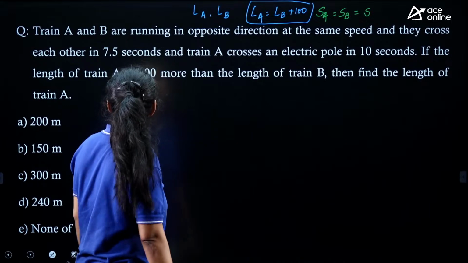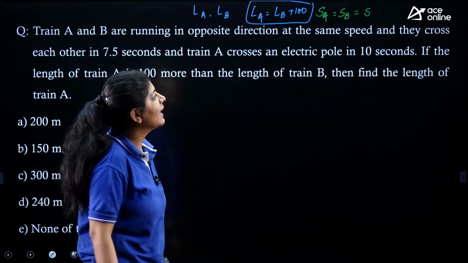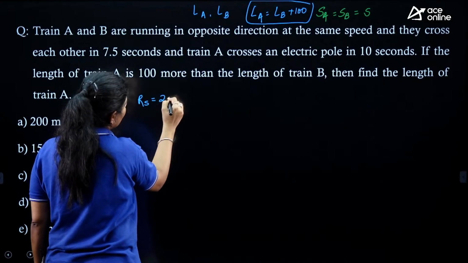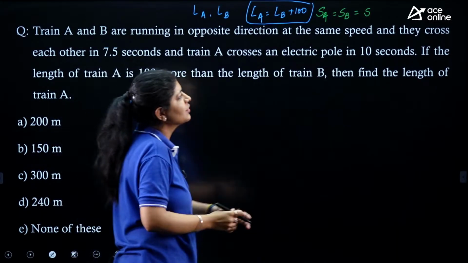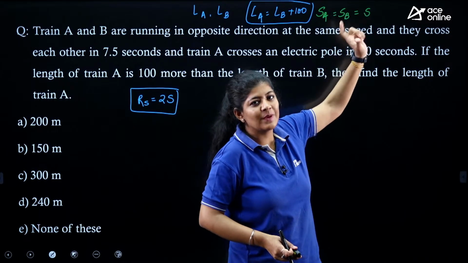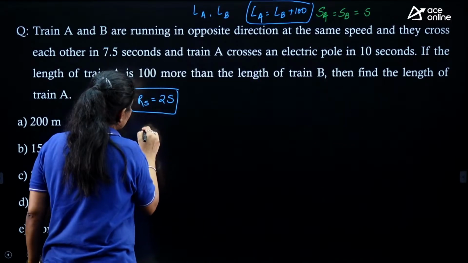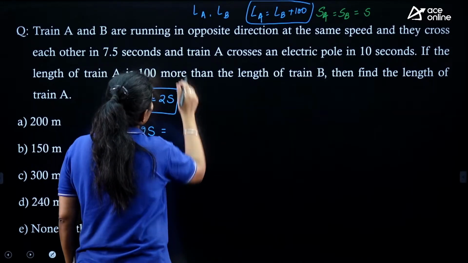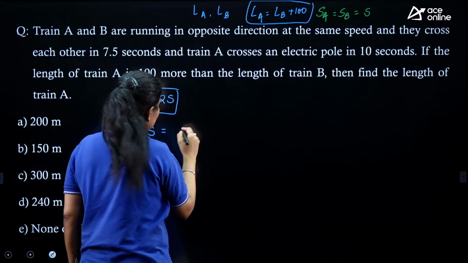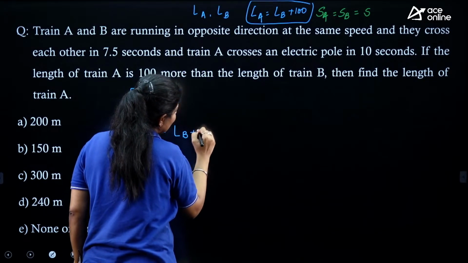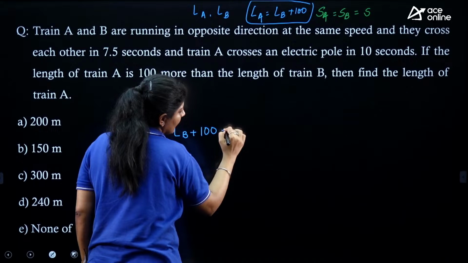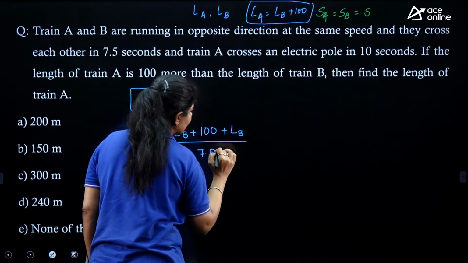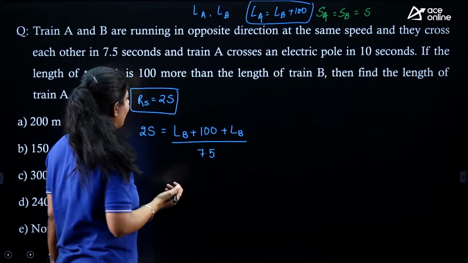Now the question is saying that train A and B are running in opposite directions. So the relative speed will become 2S. As we are assuming both the speeds equal to S, S plus S is 2S. So according to the question, 2S is equal to LA plus LB, we need to add both the values. So LB plus 100 plus LB is the value of LA plus LB. They crossed each other in 7.5 seconds, right? This is the equation we have over here.